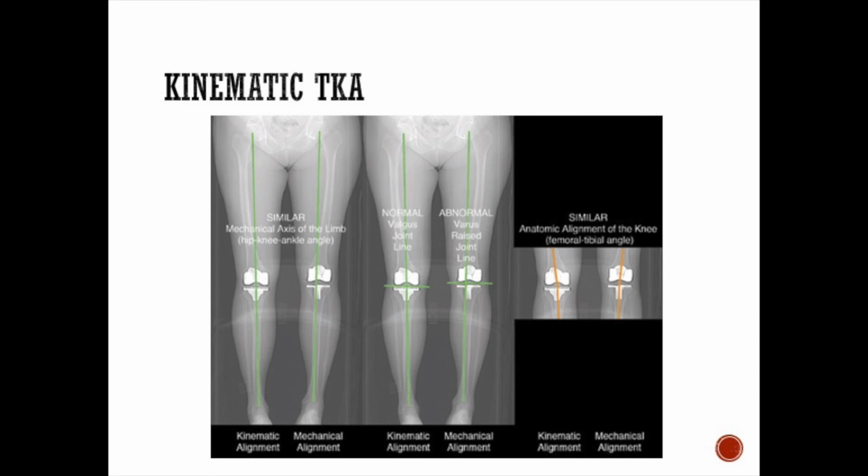Here's a patient that's had 2 knee replacements with mechanical alignment in their left knee, which is the right side of the image, and kinematic alignment on the right knee. You can see that despite the fact that their mechanical axis is very similar, which is what you're trying to reproduce, the kinematic knee is probably more anatomic. It did not raise the joint line, and rotationally, it's slightly different.